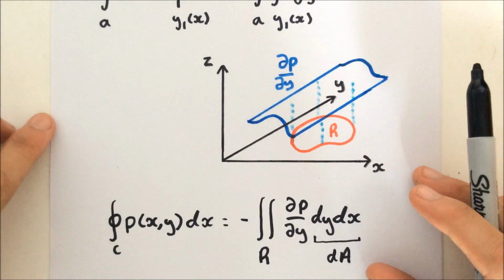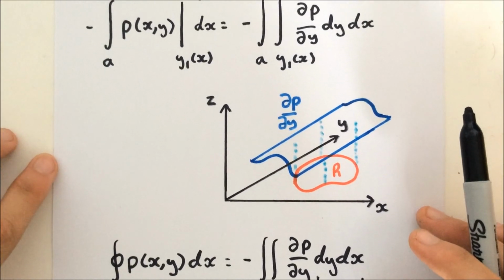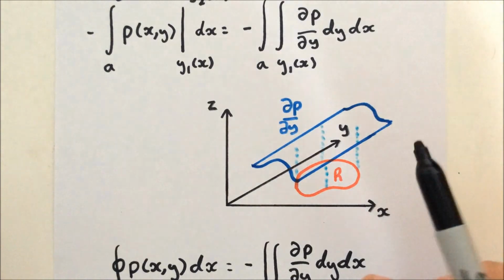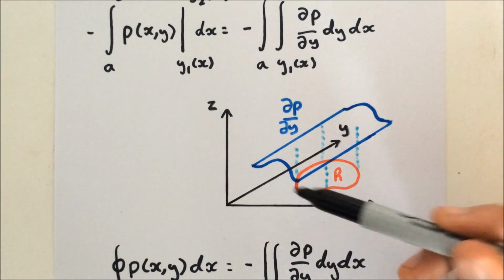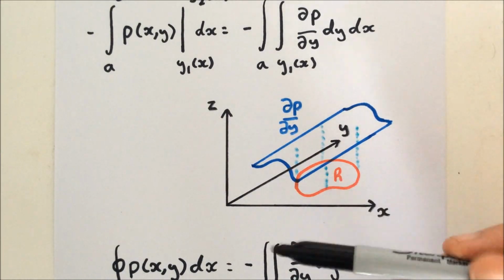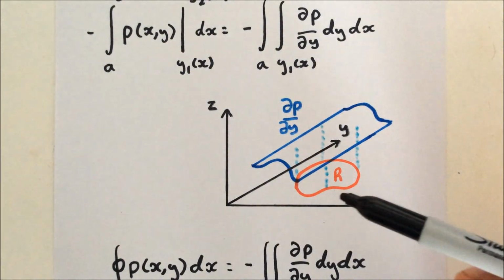Okay, and of course we've just done that for a vector field with only x components. And next we're going to do the exact same problem, but this time the vector field is going to have y components.